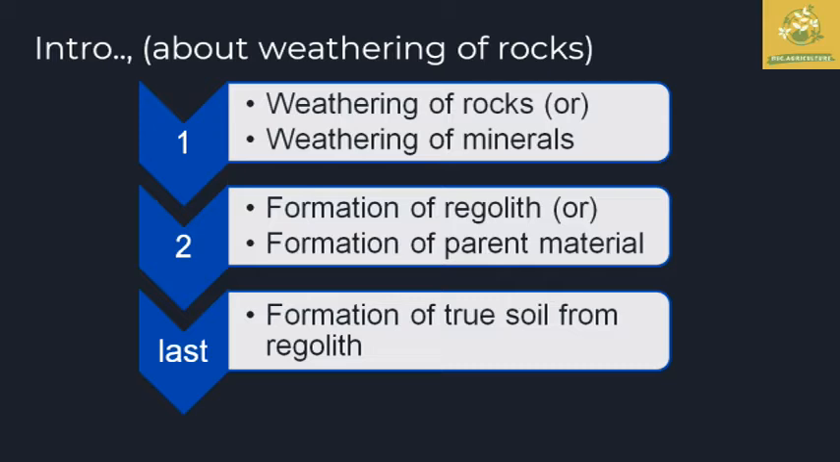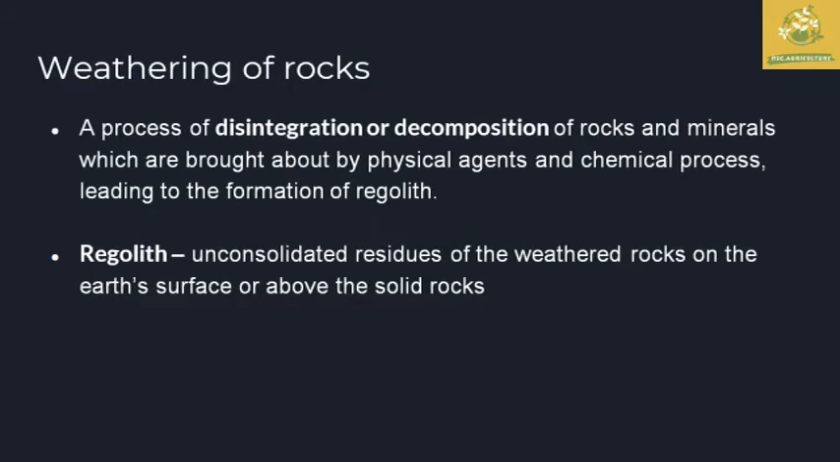So that is how the weathering of rock formation is made, and after that I can give you the definition for weathering of rocks. Weathering is nothing but a process of disintegration or decomposition of rocks and minerals, which is done by the physical agents as well as chemical processes leading to the formation of regolith.